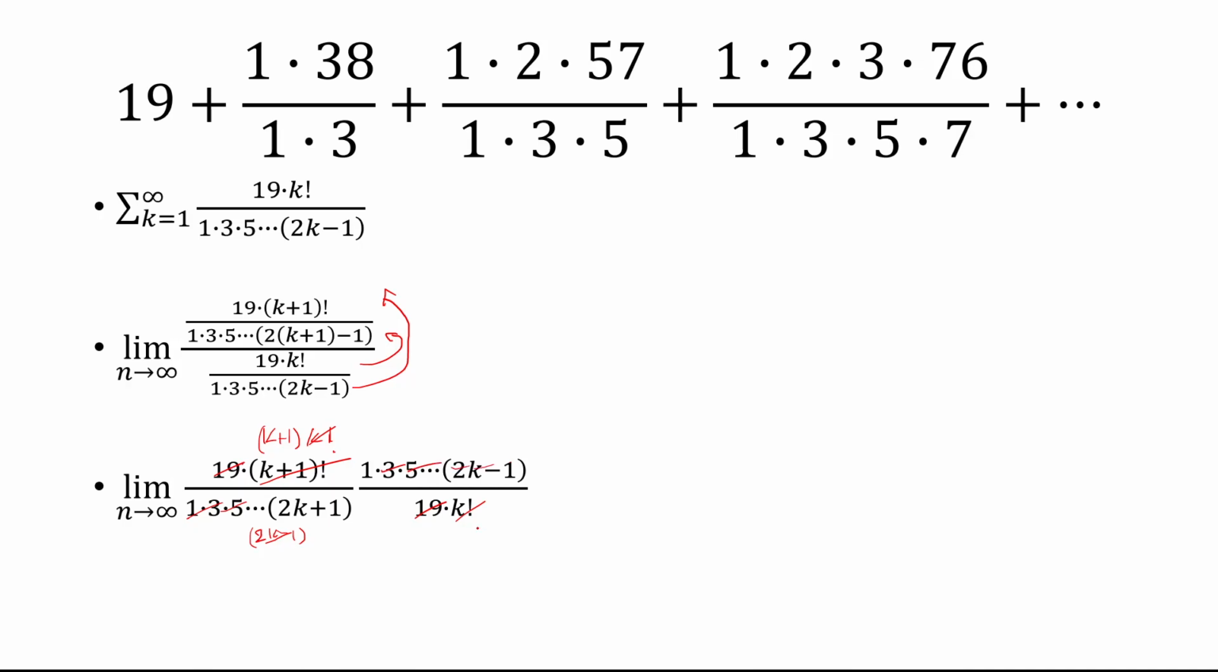So on the top you have k plus 1. At the bottom you have 2k plus 1. The limit as k goes to infinity is 1/2. That is less than 1, which means the series converges by the ratio test.